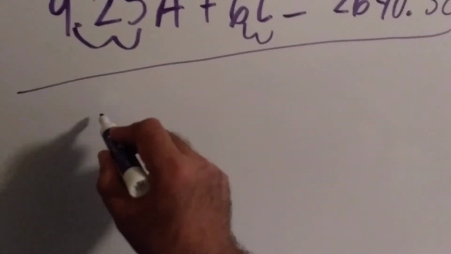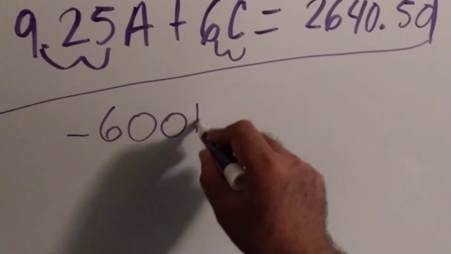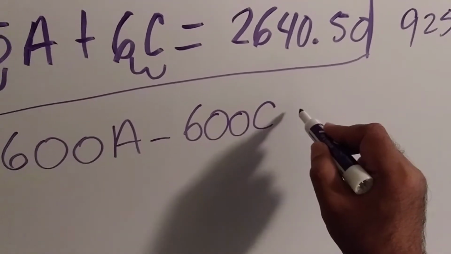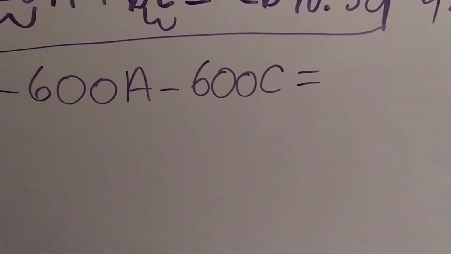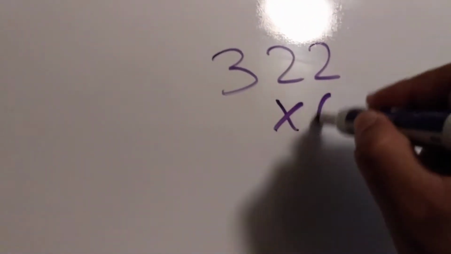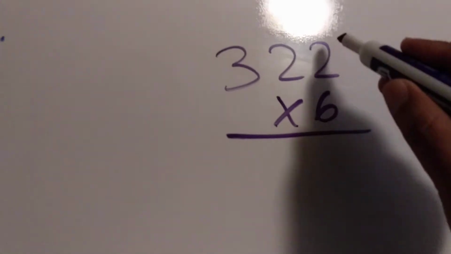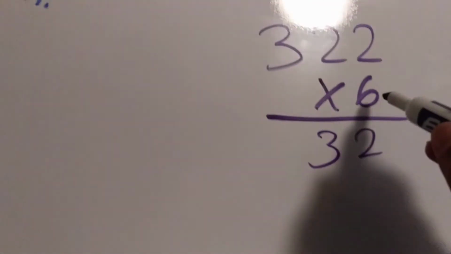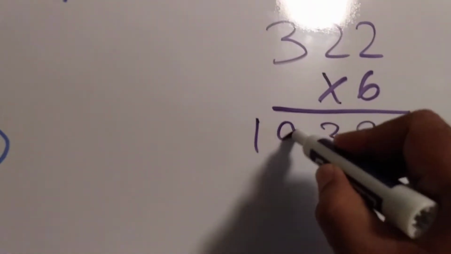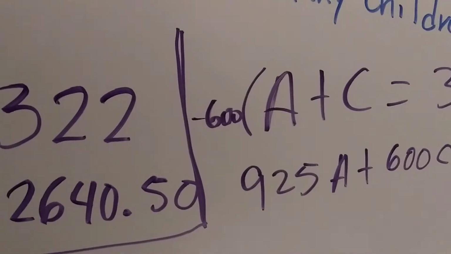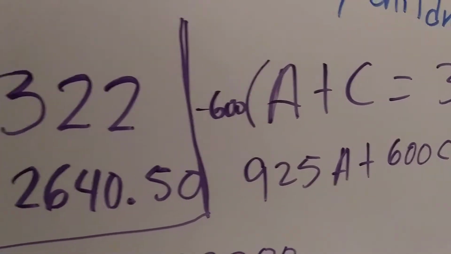So we have negative 600A minus 600C is equal to, and let's move it over here so we can do the multiplication. We have 322 times 6, and then we'll just add 2 zeros at the end. So 6 times 2 is 12, we'll carry a 1. 6 times 2 is 12 plus 1 is 13, and we carry a 1 here. 6 times 3 is 18 plus 1 is 19, and then we'll just add the 2 zeros for 600. So it would be 1932 and 00, correct?